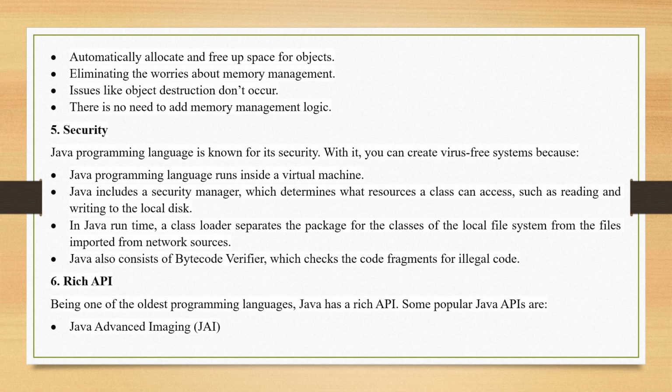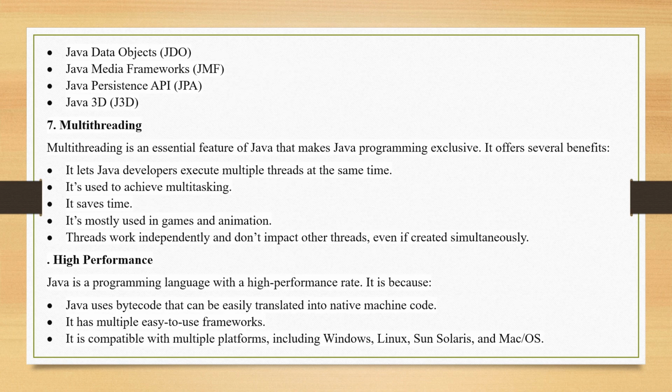Then fifth one is security. It is said to be secure because the Java programming language runs inside a virtual machine. It also consists of a bytecode verifier which checks the code fragments for illegal code. Rich API. Being one of the oldest programming languages, Java has a rich API. Some of the popular Java APIs are Java Advanced Imaging, Java Data Object, Java Media Framework, Java Persistence API, Java 3D.